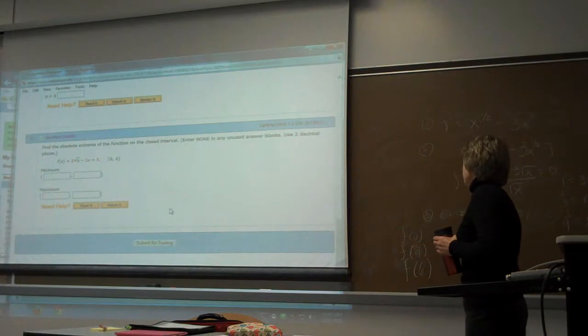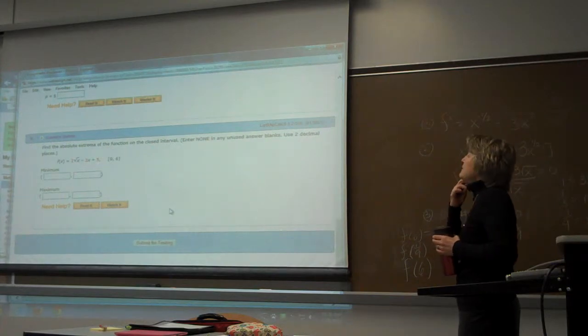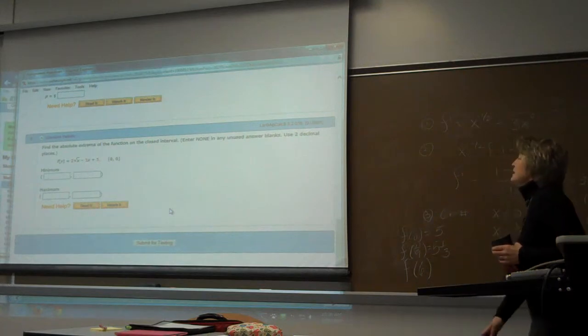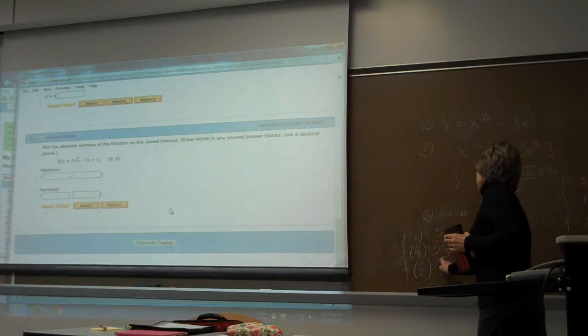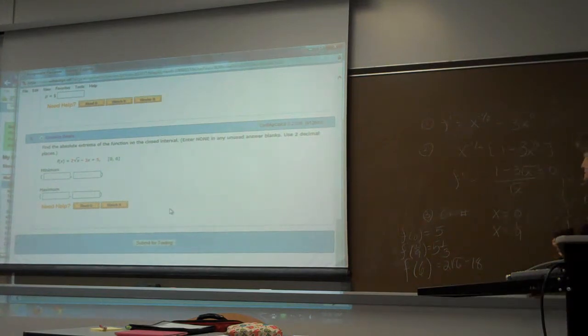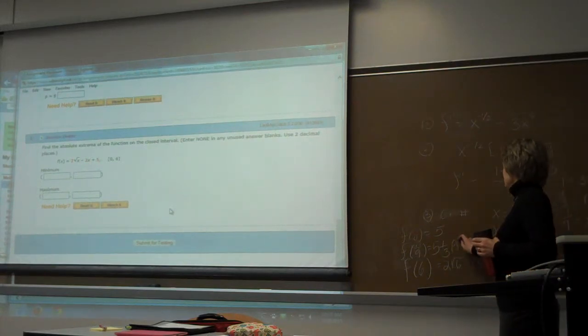And so when you plug 0 in, you get 5. When you plug 1/9 in, you get 2/3 minus 1/3 plus 5, so 5 1/3. And when you plug 6 in, you get 2 square root of 6 minus 18. Well, this is the smallest value. So that's your absolute min. And this is the largest, so that's your absolute max.